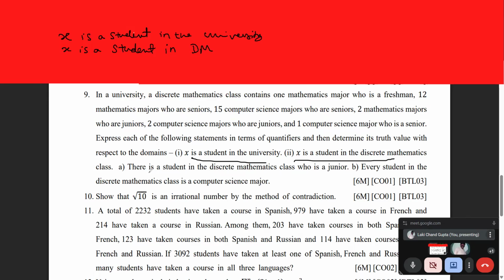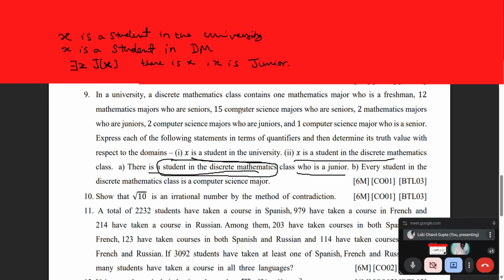Okay. There is a student who is junior. There means what? There exists X, ∃X means there is X, X is junior. Now check. X is what? A student in discrete maths and junior.